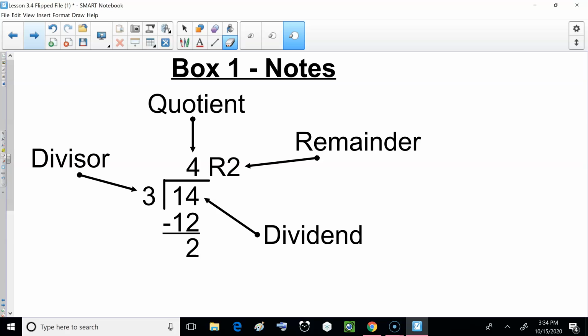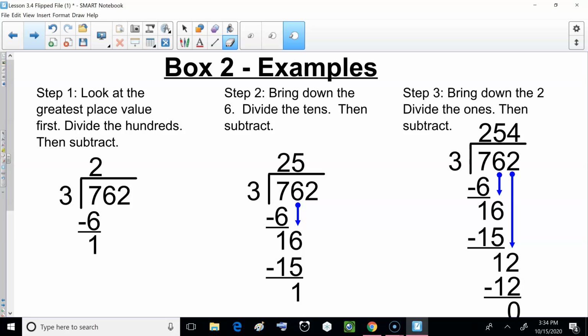So we have the divisor, the quotient, remainder, dividend. Still have those big vocabulary words. We always want to keep those fresh, with a little visual of it to be like, oh, that's what all those terms are when we see them. Now, here's what we're looking for. So box 2 example, we're looking at how this works step by step. Look how we're bringing things down and continuing on.